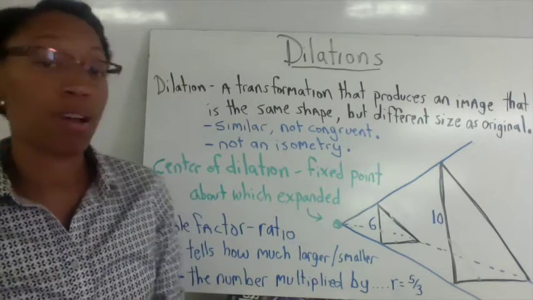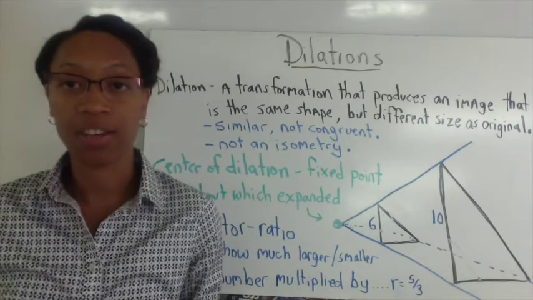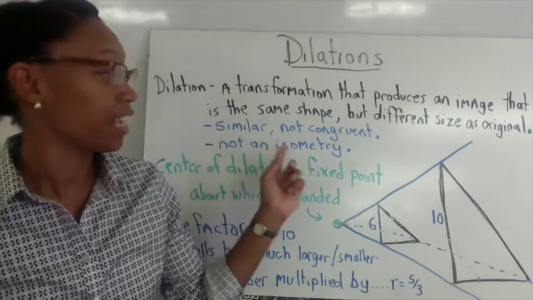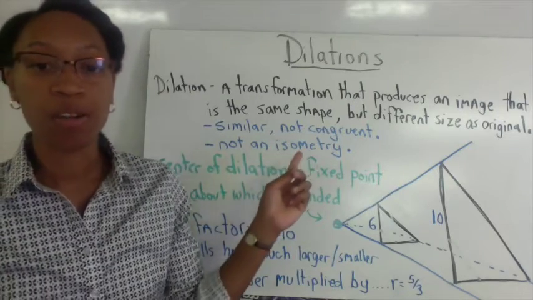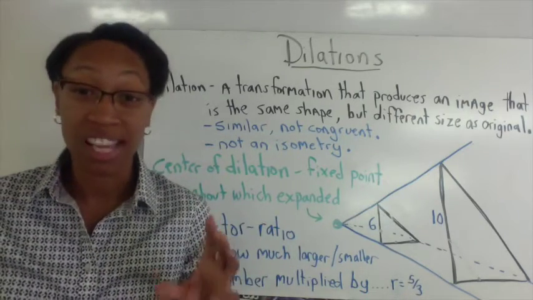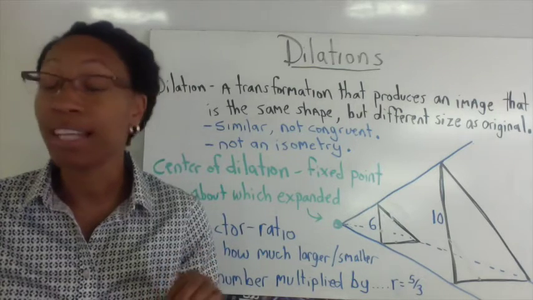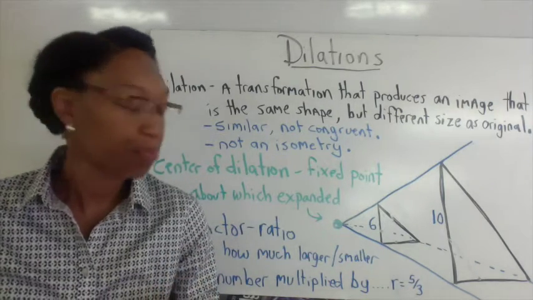We're going to be talking more about similar and congruent triangles coming up. But right now, you need to know that dilations are not an isometry. Remember, isometry creates things that are the same shape and the same size, creates congruent things. So dilation is not an isometry.